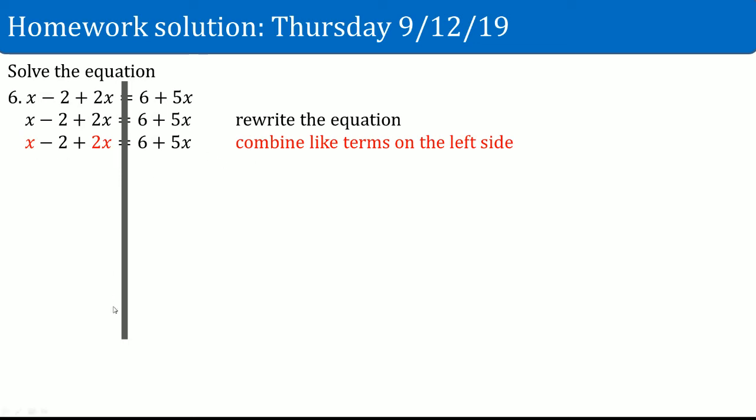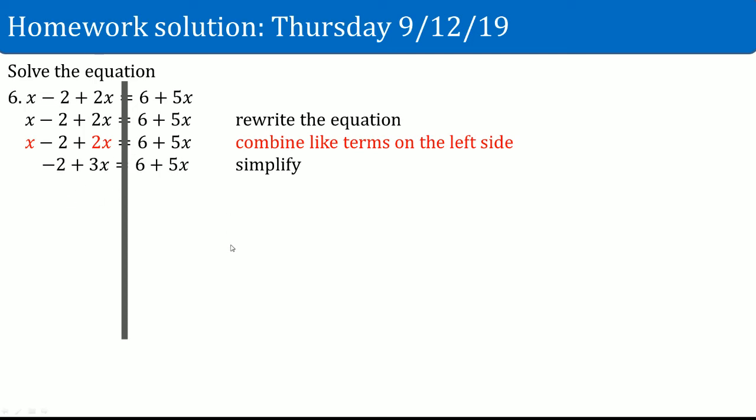x plus 2x becomes 3x. So on the left-hand side, the x plus the 2x becomes 3x. Everything else comes straight down. So the negative 2 comes straight down, the 6 comes straight down, and the 5x comes straight down. Next, I want to get the variable on one side. I have a 3x on the left, I have a 5x on the right.